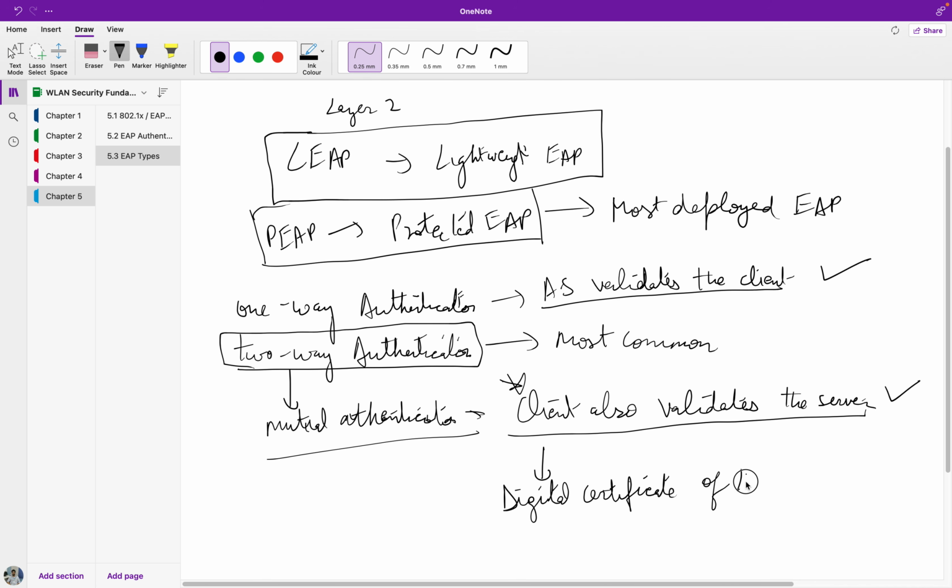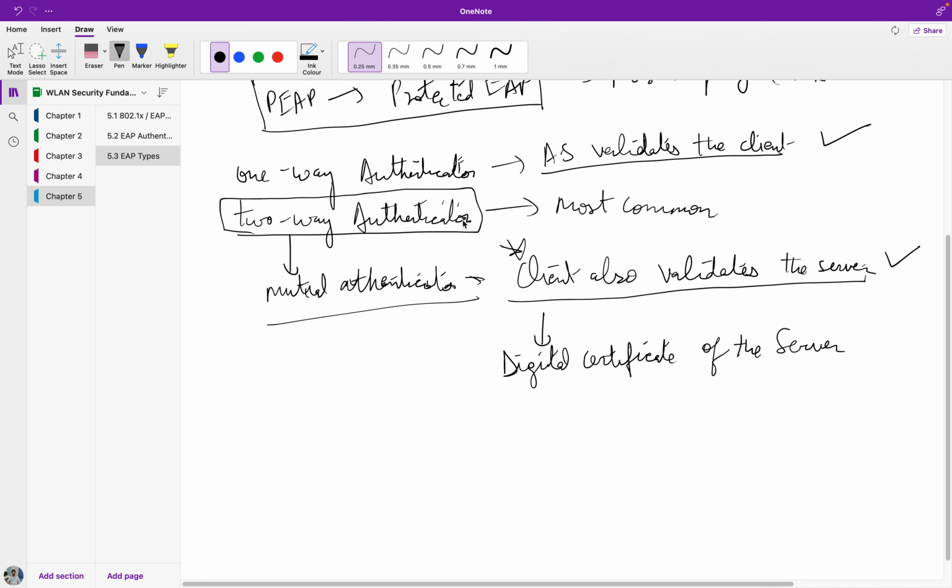Now, the entire process of how this happens is in a lot of detail, which is beyond the scope of this particular course, because this is just the fundamentals of WLAN security. I might build another course specifically focused on security in depth, where I'm going to talk about how the tunnels are formed between the client and the AS, and how this entire thing is exchanged. But for now, just know that mutual authentication is the way to go. It happens in most of the EAPs, where the client also validates the server by seeing its digital certificate.